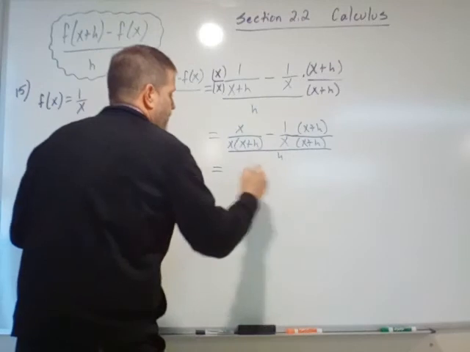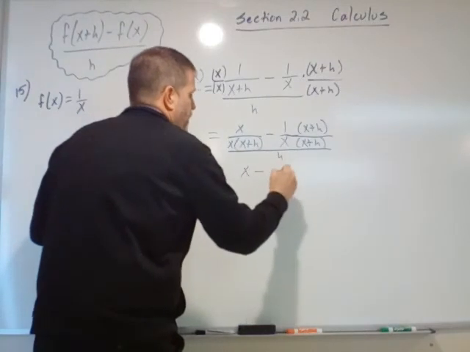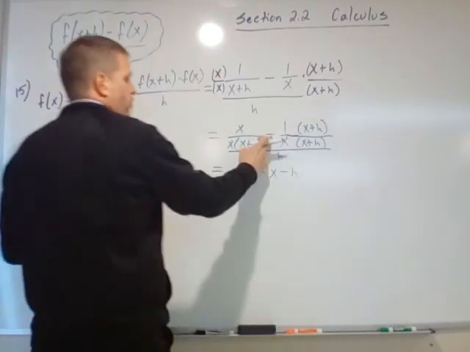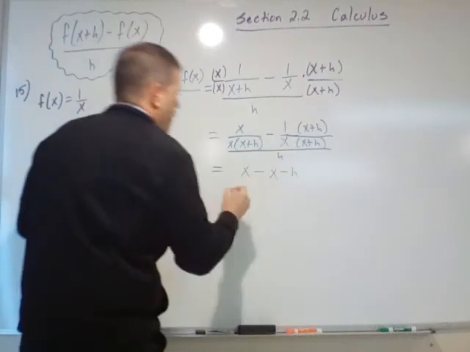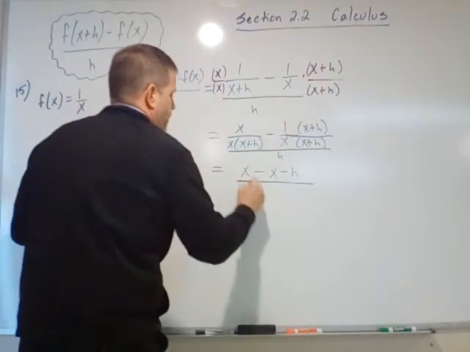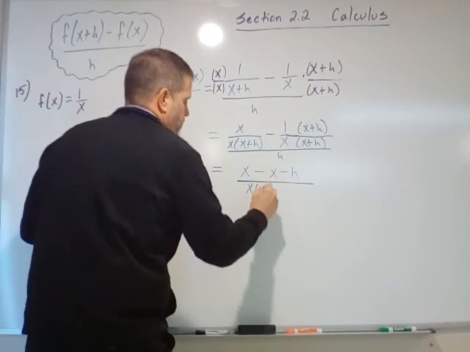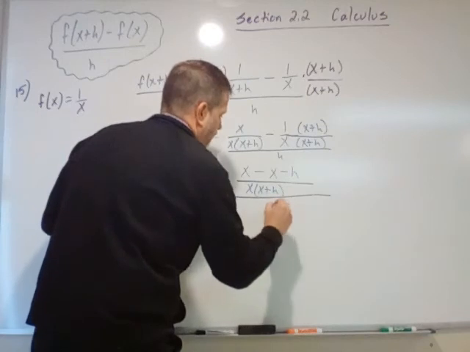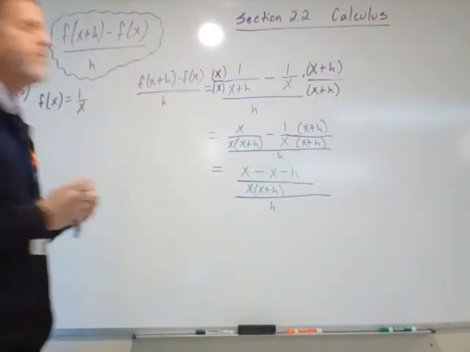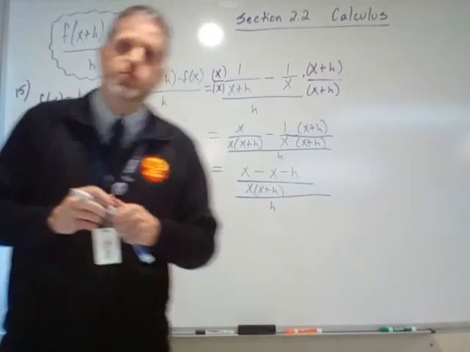So I've got an x minus h, and that's distributing the negative sign over the x and over the h. Then our denominator here is x times x plus h. And remember, this whole thing is over h. And again, that's by design of this difference quotient.